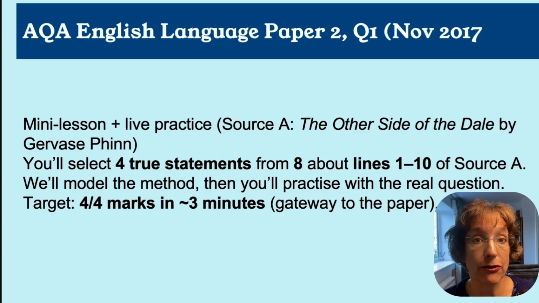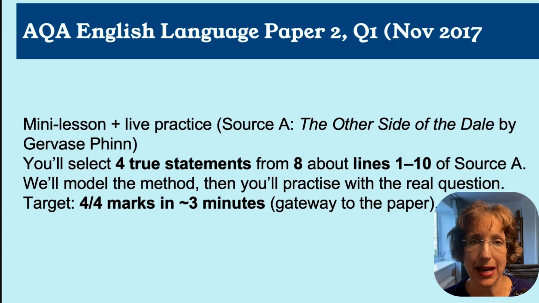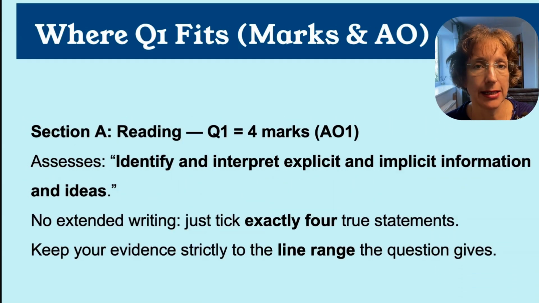The target is to get 4 out of 4 in about 3 minutes. And this is the gateway to the paper. It is a more accessible question than the others, so it sort of warms you up. Okay, so it's testing assessment objective 1, which is identifying and interpreting explicit and implicit information and ideas.